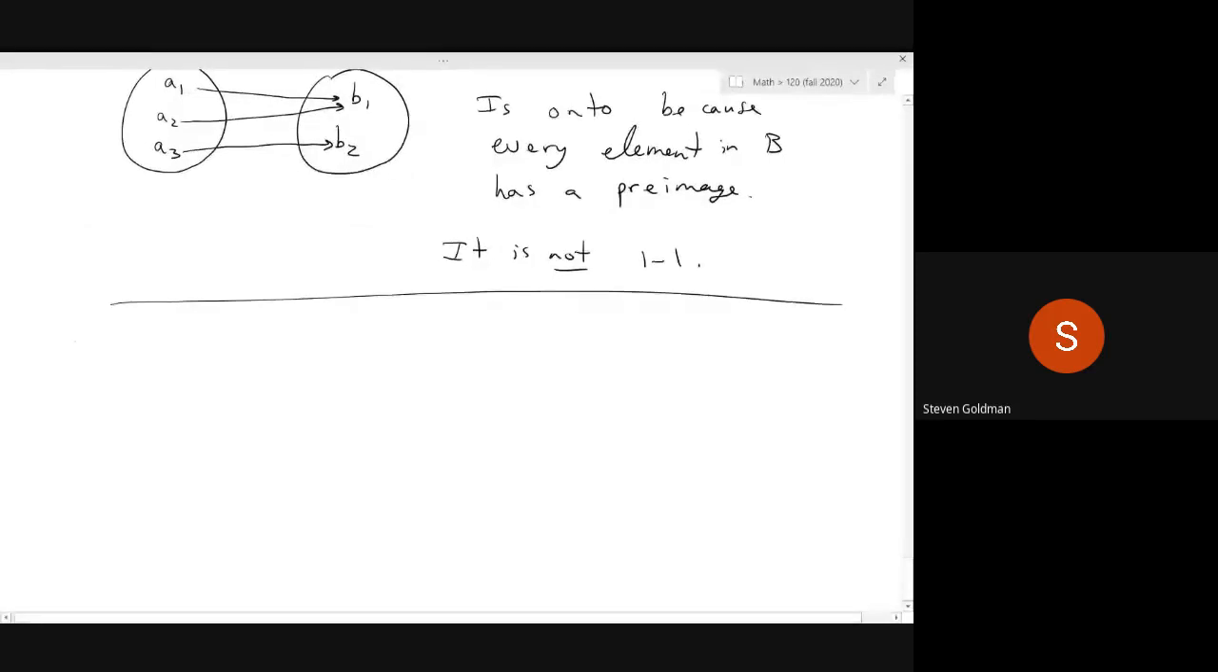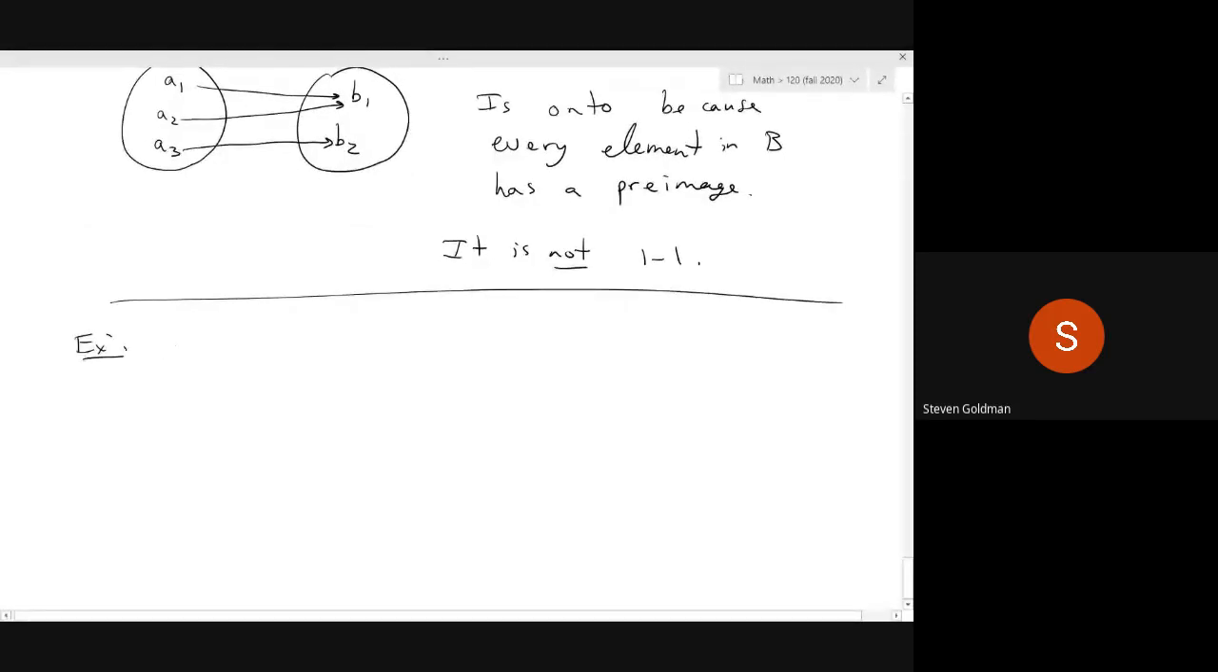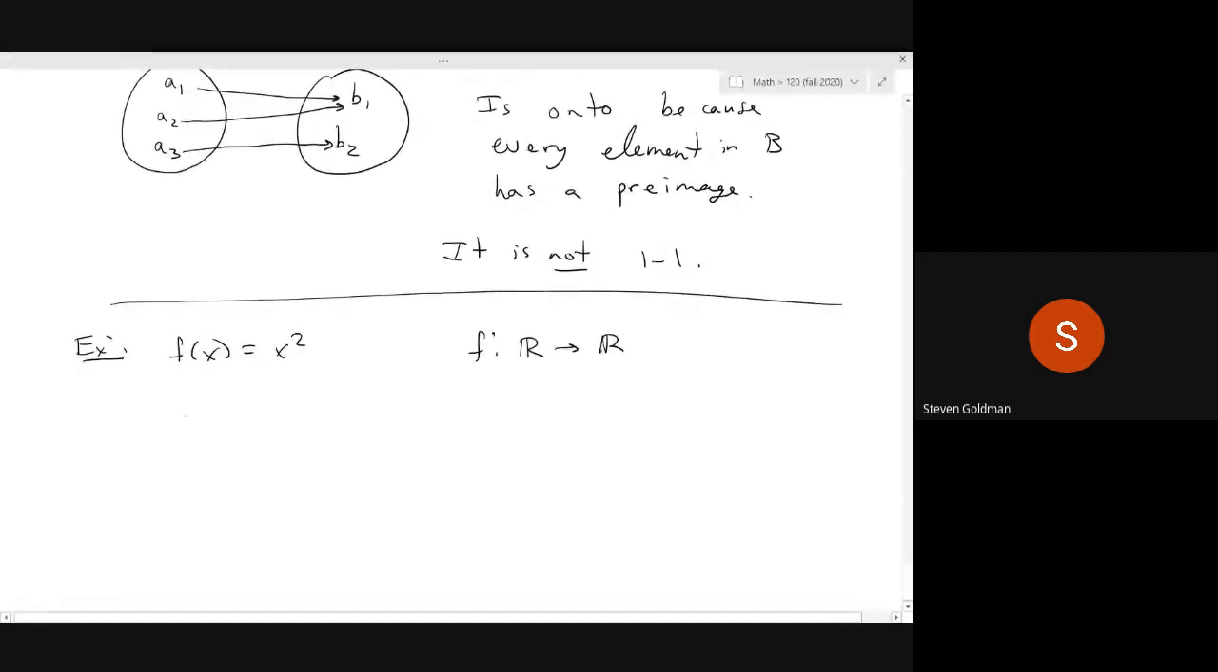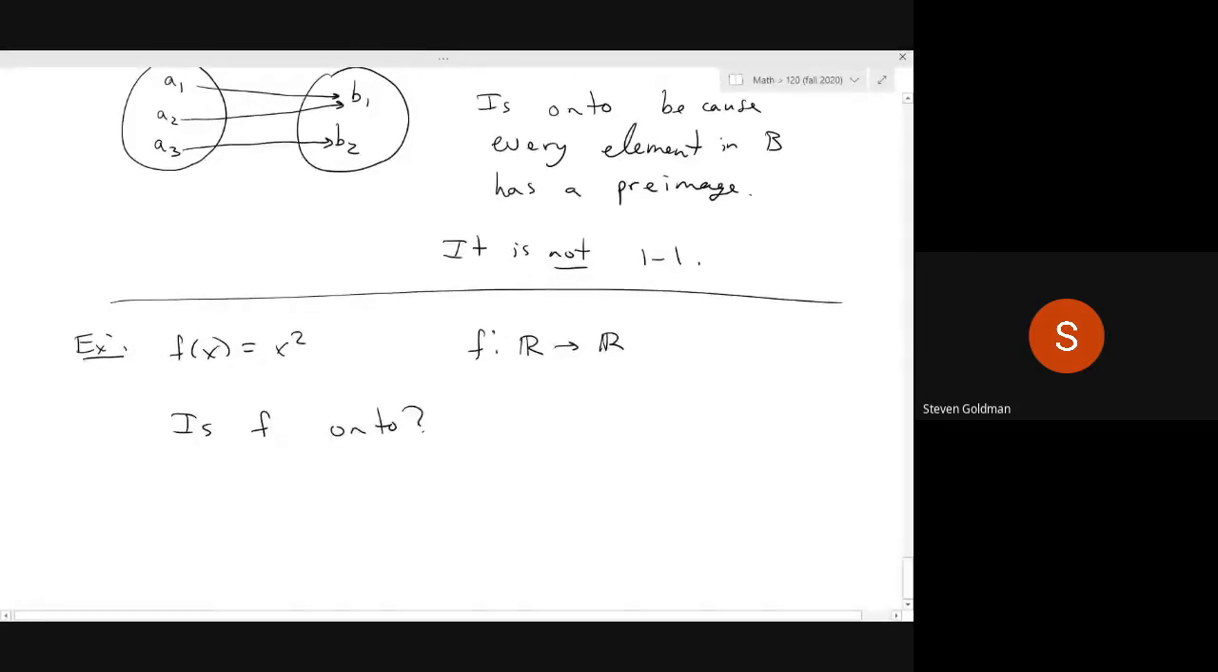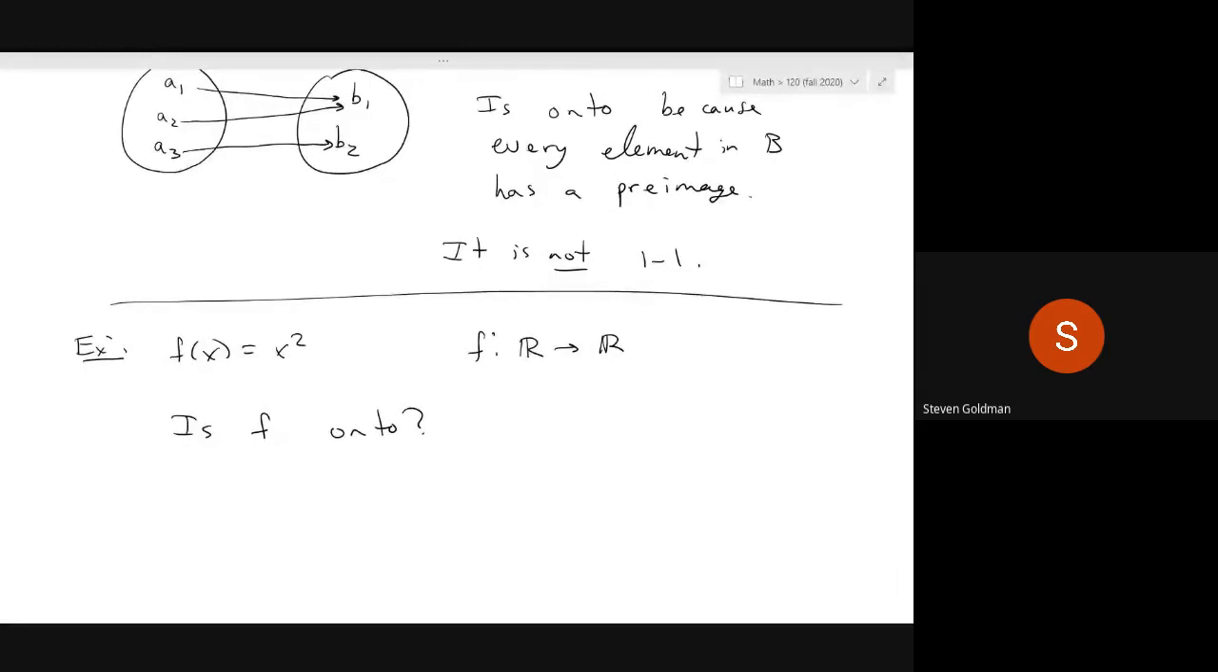Let's see another example here. So let's say now I give you the function f of x equals x squared. And let's say f is a function from the set of real numbers to the set of real numbers. Is this function onto? What do you guys say? Is this function onto or not? We have one no. What does everybody else say? Any other takers? Does everyone agree?